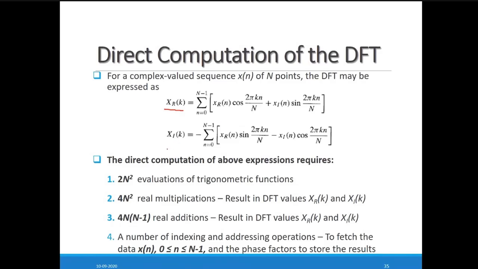Then for the imaginary part, X_I(k) is equal to minus sigma n equal to 0 to N minus 1 of x_R(n) sin(2 pi kn/N) minus x_I(n) cos(2 pi kn/N). So these are the two equations to compute the DFT of the complex valued sequence x of n, to calculate X_R and X_I from the complex valued sequence x of n.